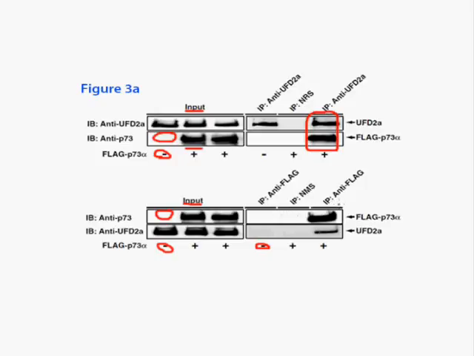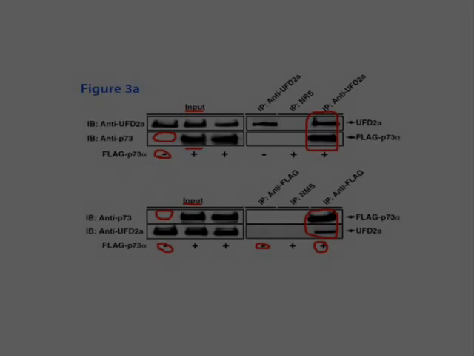In this lane here, this is targeting the flag tag again on P73 alpha. However, this time, because the plasmid is present, both P73 alpha and UFD2a precipitate together. So this basically shows that an interaction between those two exists.